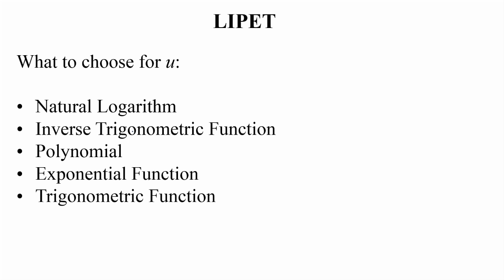We use the abbreviation LIPIT. LIPIT means that when you're ready to choose something for u, you should try to choose in this order. First, you should be looking for natural logarithm. If you don't have that, then look for inverse trig functions. And then if you don't have those, choose a polynomial function. If not that, then followed by exponential function, and then finally trigonometric function.